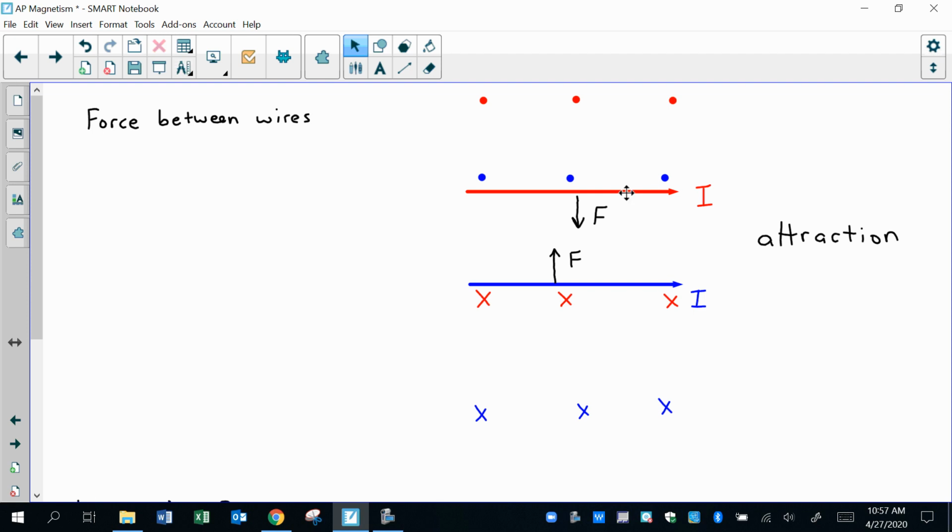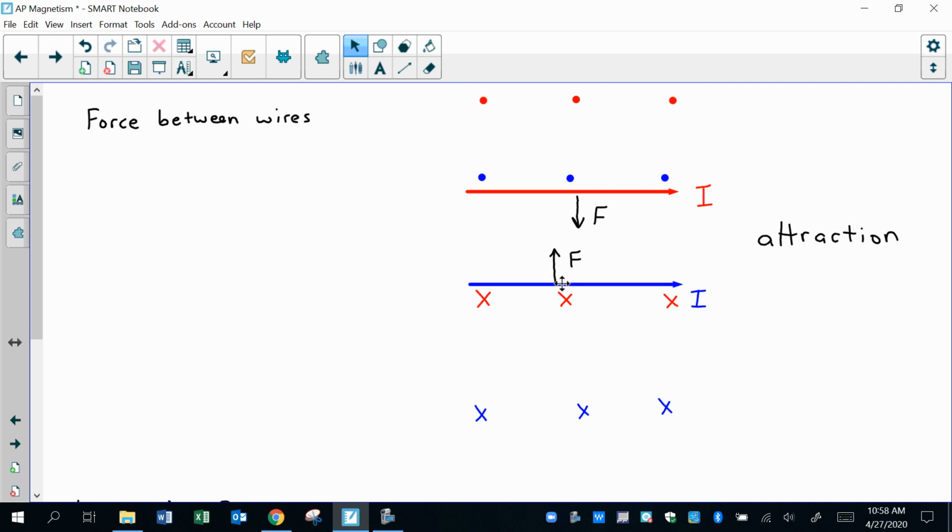So the red arrow will be pushed by the blue dots. The blue arrow will be pushed by the red X's. And go through and do your third right-hand rule. This one right here would be your thumb going to the right. The blue external field dots means your fingers are coming towards your face, and your palm should be pointing down the page. Third law says I should get a force going up on the blue.